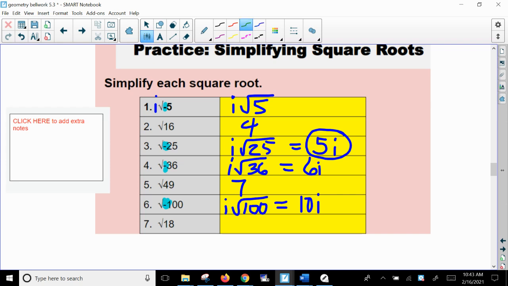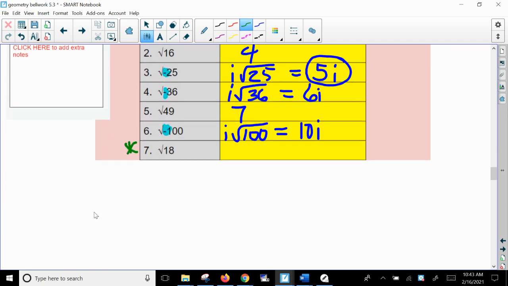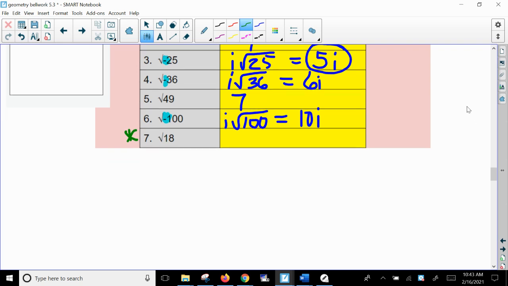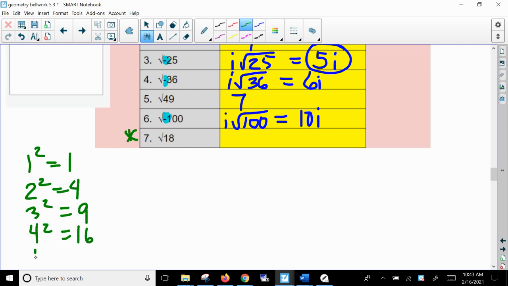Now, number 7 is different. Put a star by that one. The square root of 18. So there is no number times itself that gives you 18. Let's think about our perfect square numbers for a minute. We know that 1 squared is 1. 2 squared is 4. 3 squared is 9. 4 squared is 16. 5 squared is 25, etc., etc.